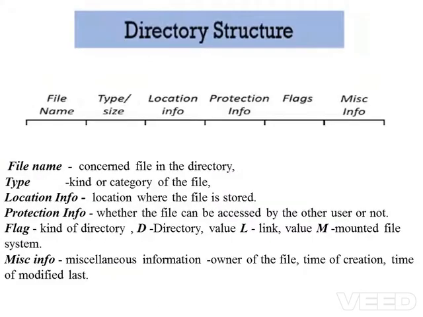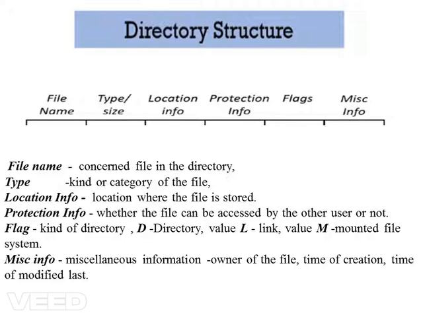Now let us see the directory structure with the help of the above diagram. Here the file name contains the name of the concerned file in the directory. The type or size field indicates the kind or category of the file. The location information field indicates the location where the file is stored, and the protection information field contains the information whether the file can be accessed by other users or not. And the flag field contains the kind of directory.